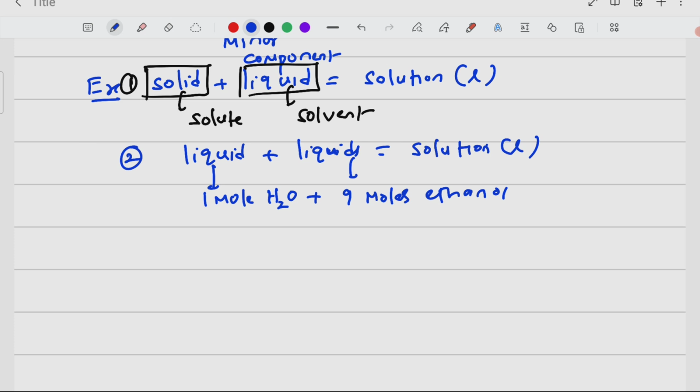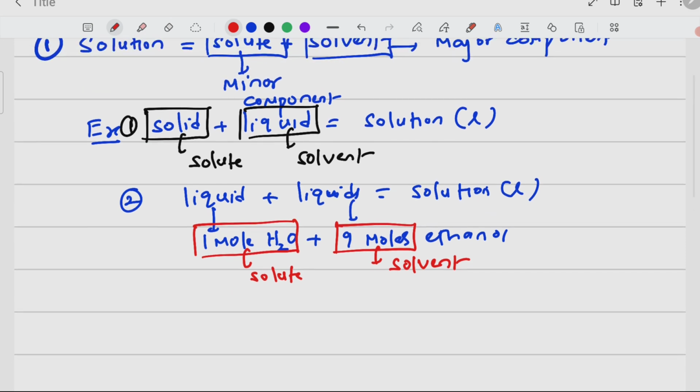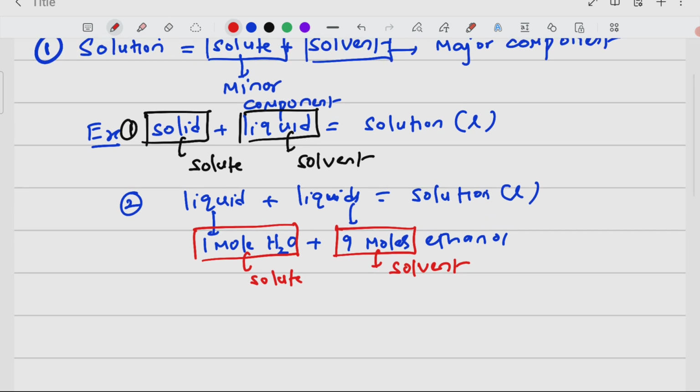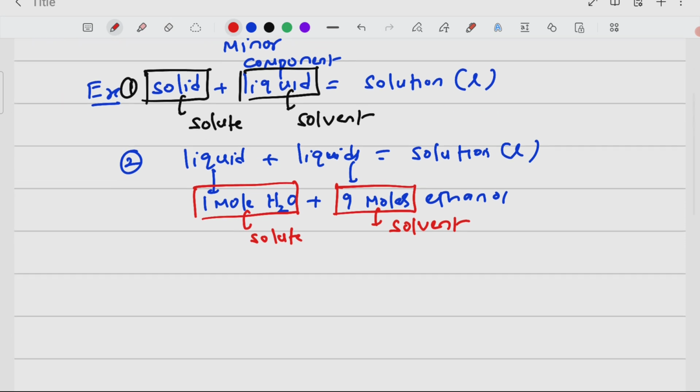In such cases, the one with the higher number of moles we refer to as the solvent. The one with lower moles we refer to as the solute. Overall, generally the major component is the solvent. When both are liquids, the major component in terms of moles you have to calculate, not in terms of mass. If one is liquid and one is solid, automatically liquid is the solvent. That is the main difference between solute as well as solvent.